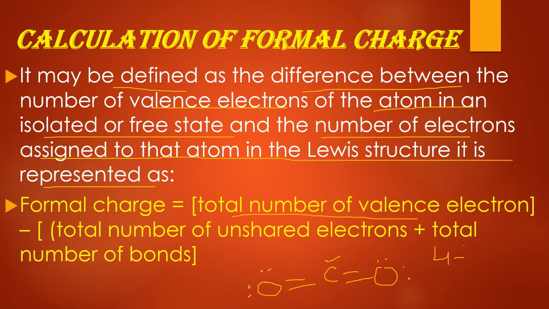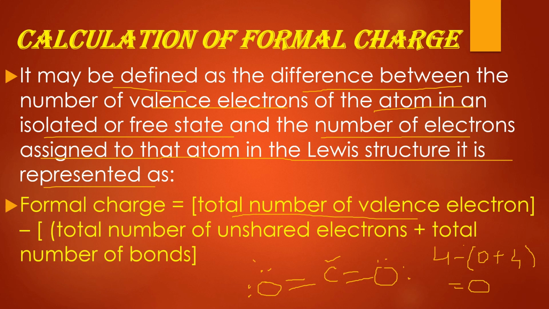Now minus, then in bracket the total number of unshared electrons on carbon. There are no unshared electrons, so it is 0. Then plus the total number of bonds around it: 1, 2, 3 and 4, so we write 4. So this is 4 minus 4, which is equal to 0. The number of valence electrons is 4 and the number of electrons around the carbon is also 4. That is why there is no formal charge on this carbon.